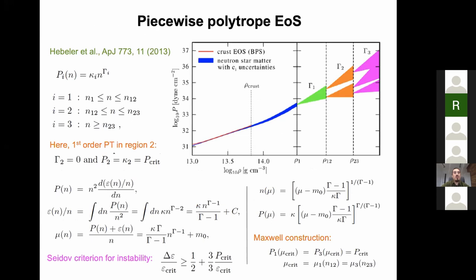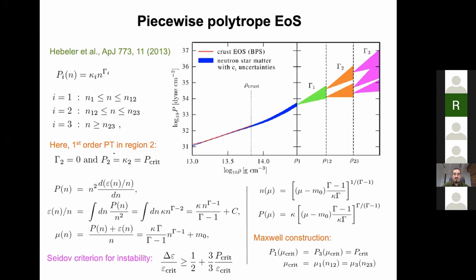One way to build models for twin stars that would have about the same mass but different radius is to use a piecewise polytrope equation of state. Here I present the scheme by Hebeler et al., presented in the paper in 2013. And the model is pretty simple. The different regions are parameterized with a polytropic index.